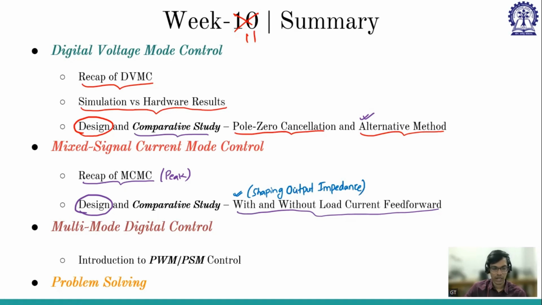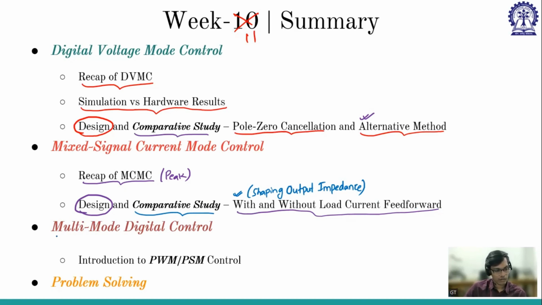And we have seen that there is no significant undershoot or overshoot during a load transient, even if it is a small load step or a high load step, because the output impedance is almost zero, or I would say negligible, not exactly zero, because of which the undershoot is also negligible. And we had seen a comparative study of how much the undershoot and overshoot reduction is possible using load current feed forward compared to without load current feed forward.